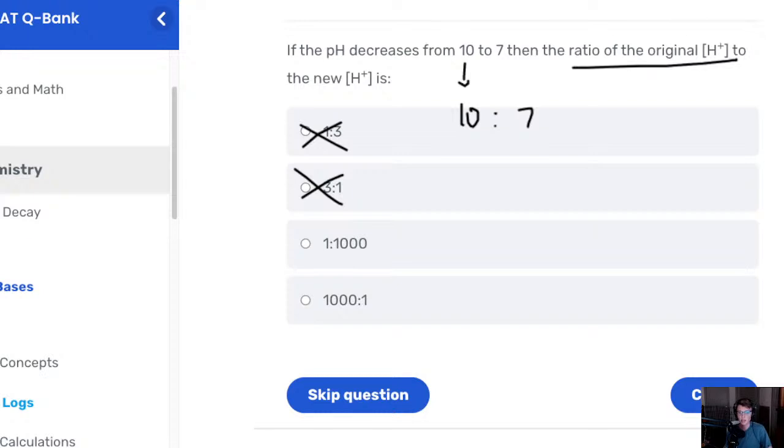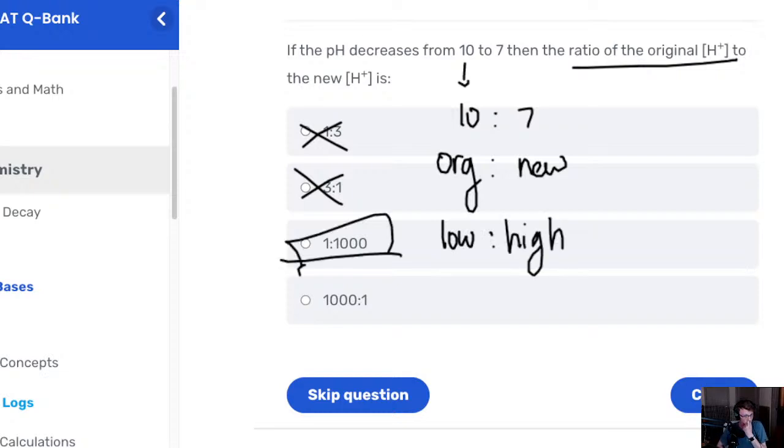So this is basically saying original to new. So in this case, I would say, oh, okay, cool. What I'm looking for, I just put it in terms of bigger, smaller, lower, high. Well, 10 in terms of H plus concentration is less acidic, so I would expect this to be a low number. And 7 is more acidic, so I would expect this to be a high number. I can use that to answer my question. This answer has to be C because it's the only one that gets the order of those numbers right.